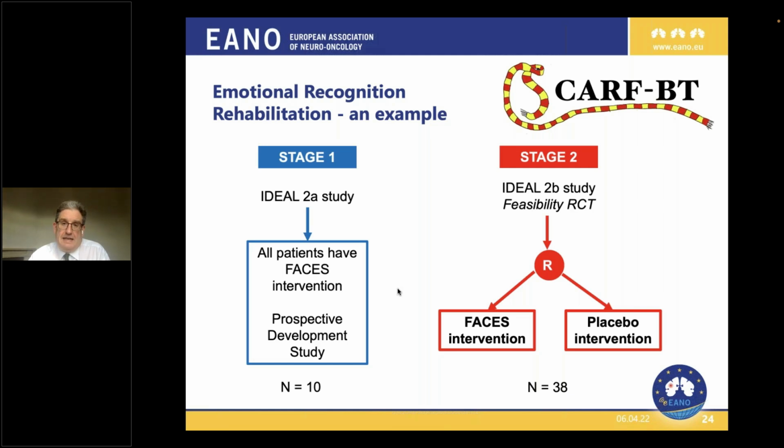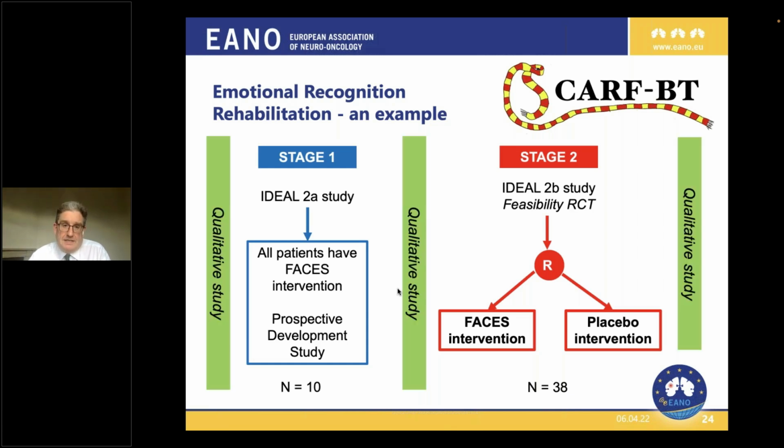Stage 2 then is this stage 2B study, where we have a feasibility randomized controlled trial, and patients will be recruited and then randomized to either this so-called FACES intervention, which is this rehabilitation tool that we're using, or a placebo intervention, which is a general brain training app that they can use. And interspersed through our study, we have qualitative studies. The idea of these qualitative studies is that it helps you to work out how you're going to run the next stage of the study and how you're going to develop things in the future.